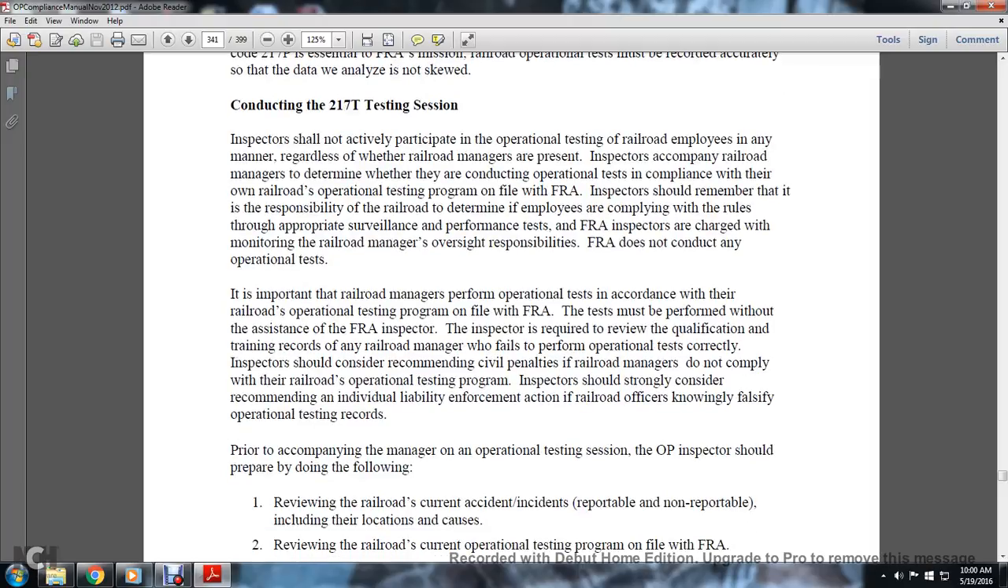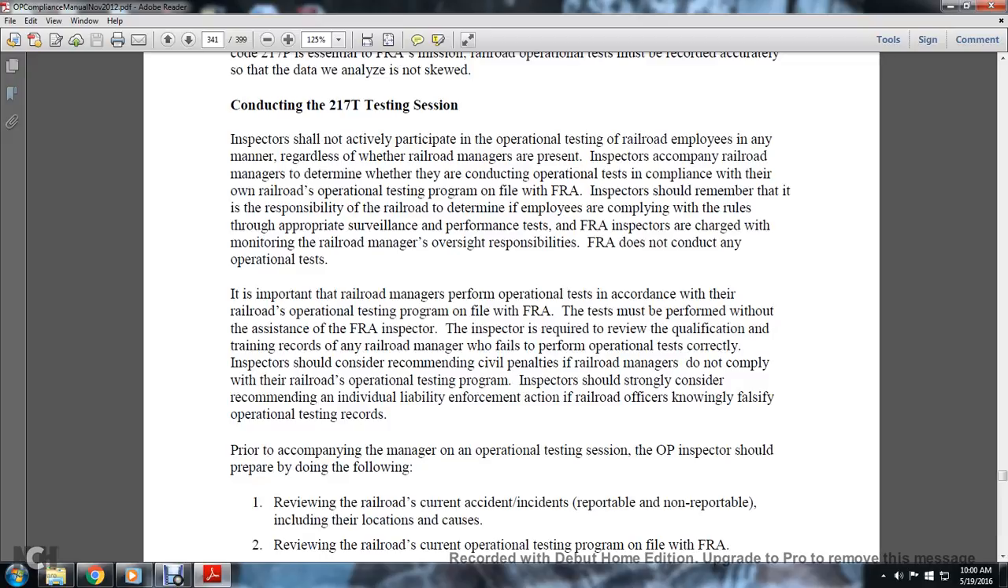During the 217 testing session, inspectors shall not actively participate in the operational testing of the railroad employees in any manner, regardless of whether the railroad managers are present. The inspector is to accompany the railroad and determine whether the conduct of operational testing is in compliance with the railroad's own operational testing program on file with the FRA.